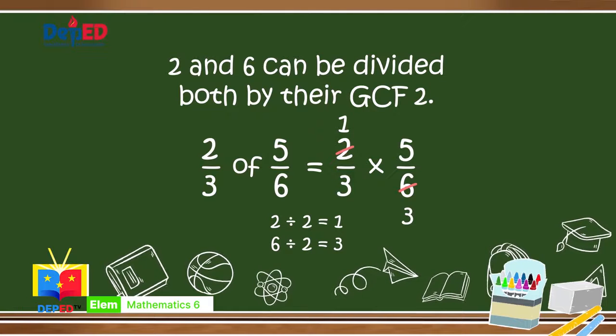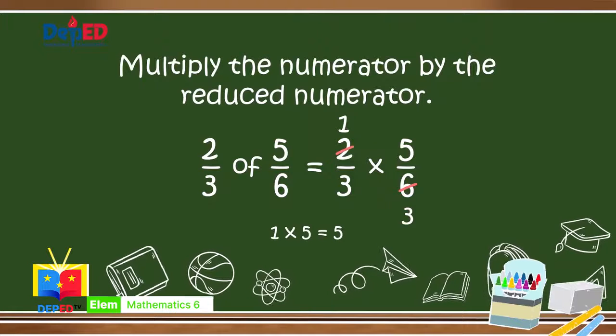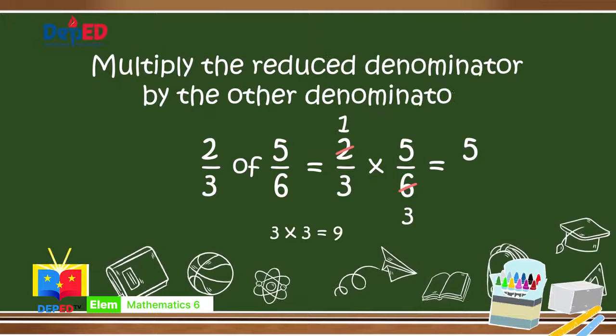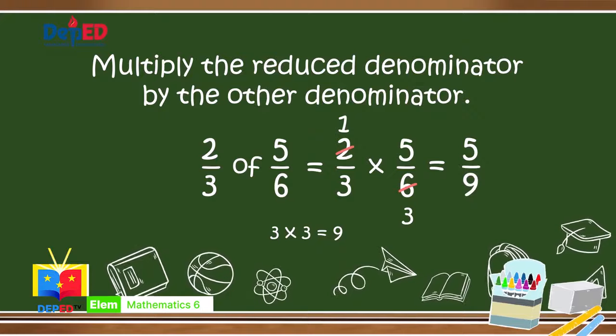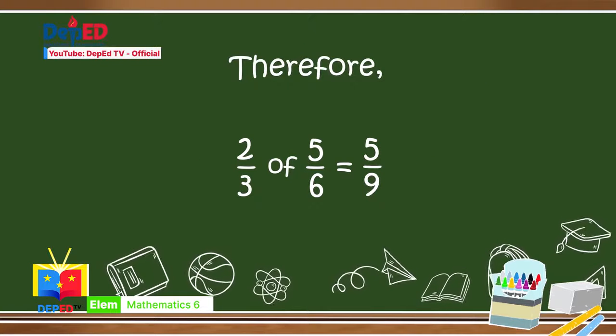2 divided by 2 equals 1. 6 divided by 2 equals 3. Multiply the numerator by the reduced numerator. 1 times 5 equals 5. Multiply also the reduced denominator by the other denominator. 3 times 3 equals 9. We have 5/9. Is 5/9 already a lowest term? Yes. Therefore, 2/3 of 5/6 equals 5/9.